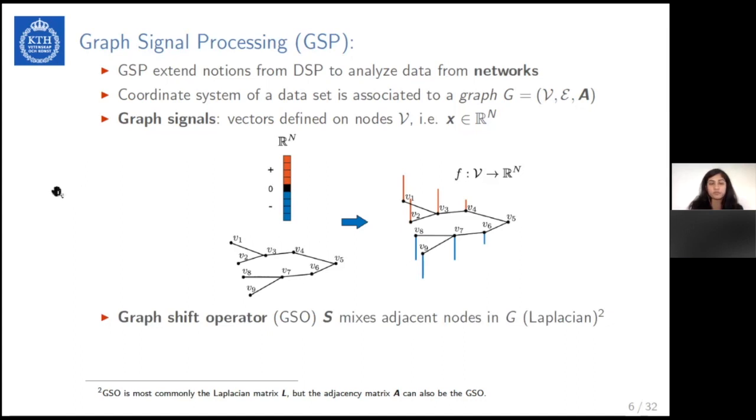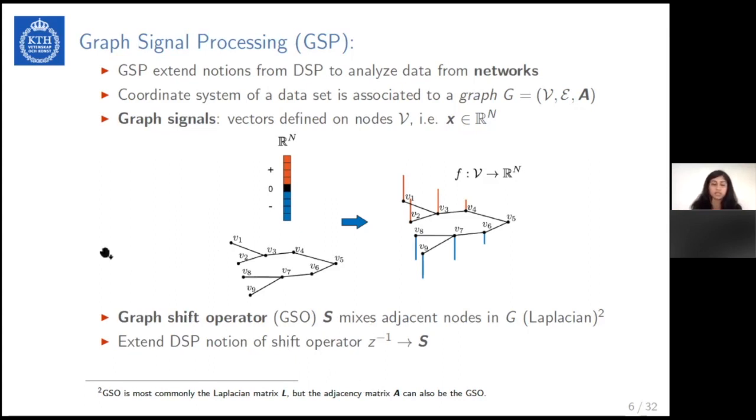And once we have defined what a graph signal is, one important concept is the graph shift operator. What a shift operator does is it mixes adjacent nodes in the graph. It's a neighborhood operator, and the idea is to think of shifts as similar to the DSP notion of a time shift. So we are looking for an idea of a graph signal to be shifted in the graph. So that's a graph shift operator. Most commonly, the graph shift operator is the Laplacian, but the adjacency matrix and the others can also be used here.